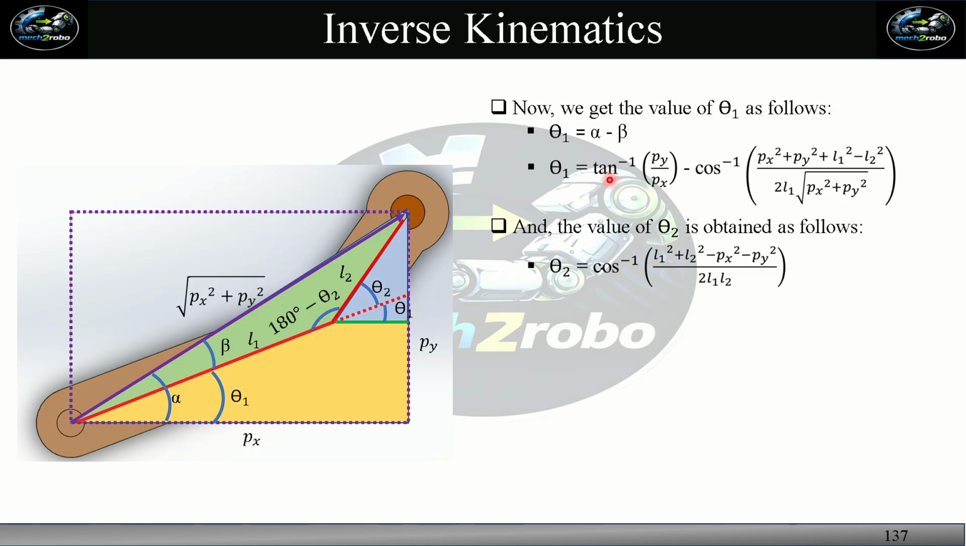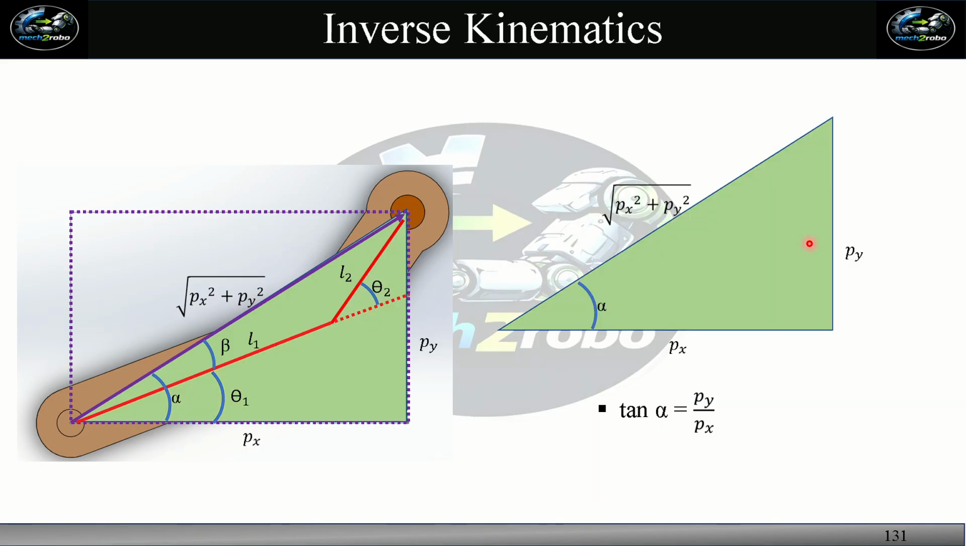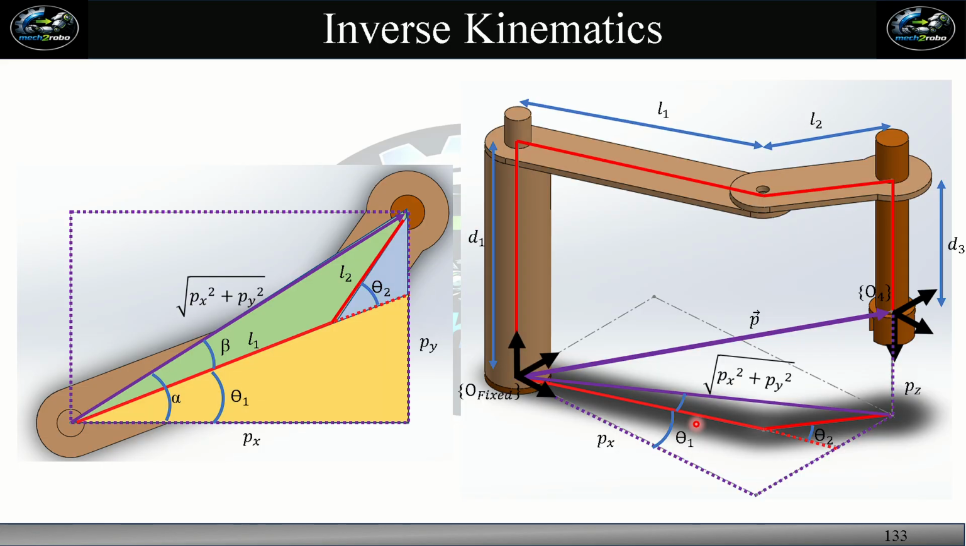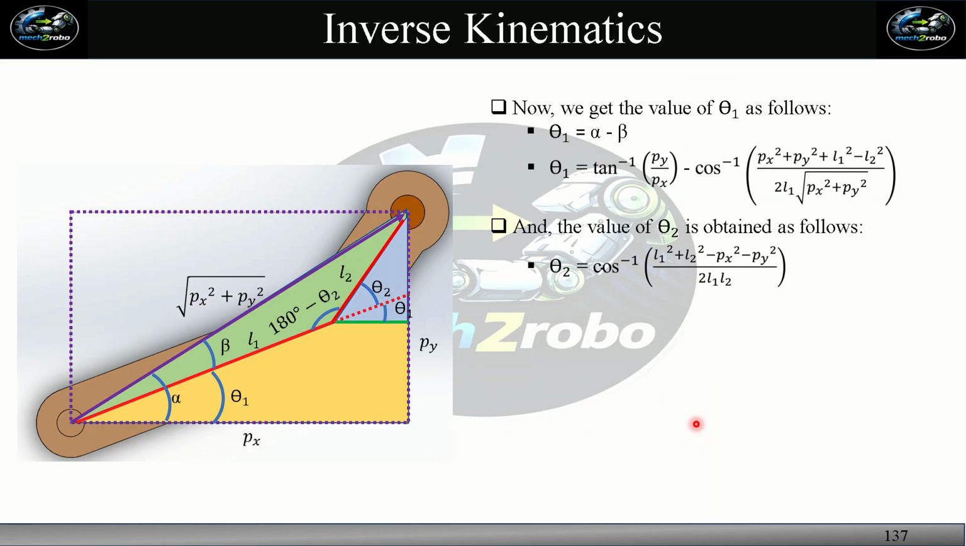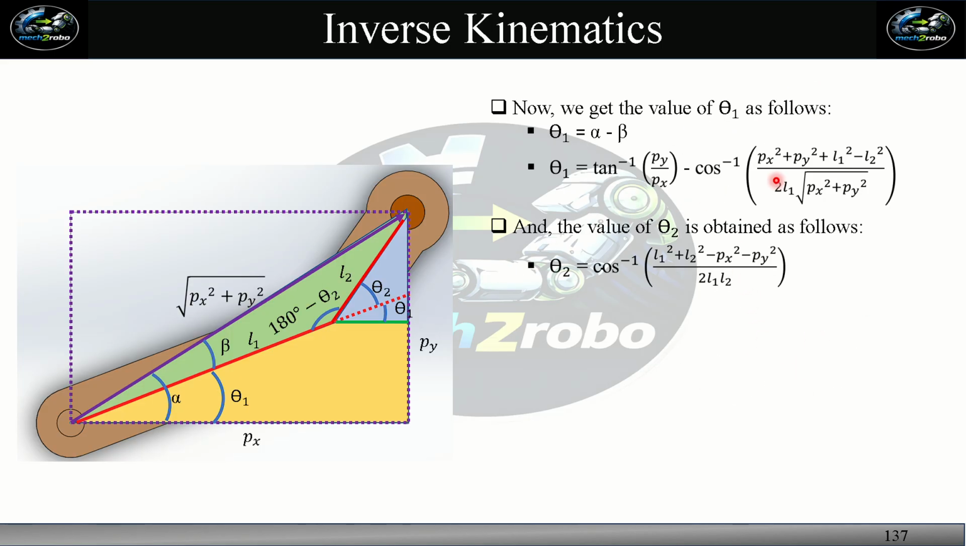And we already saw in the slide that alpha is equal to tan inverse of py by px, and beta is cos inverse of this expression. Because we already know px, py, L1 and L2, we easily get the value of theta 1, joint angle 1.